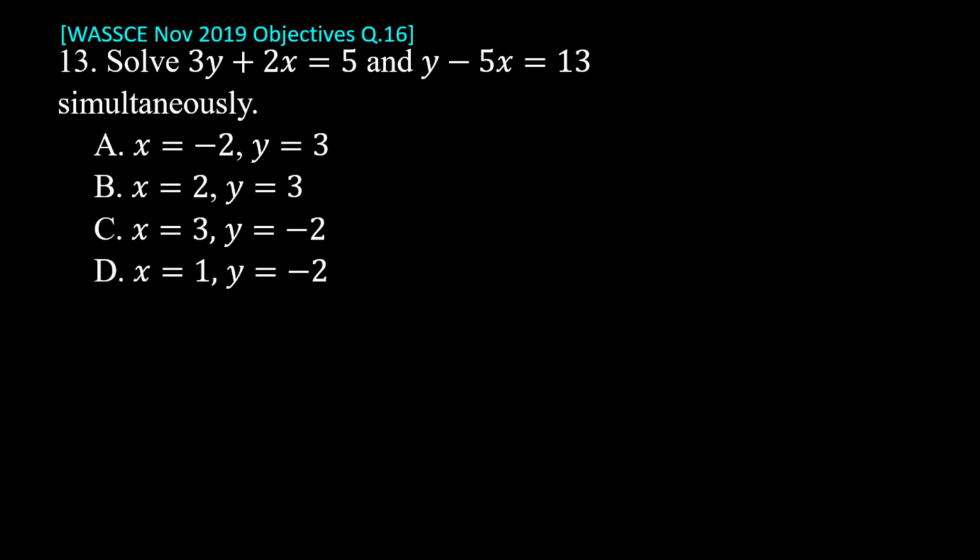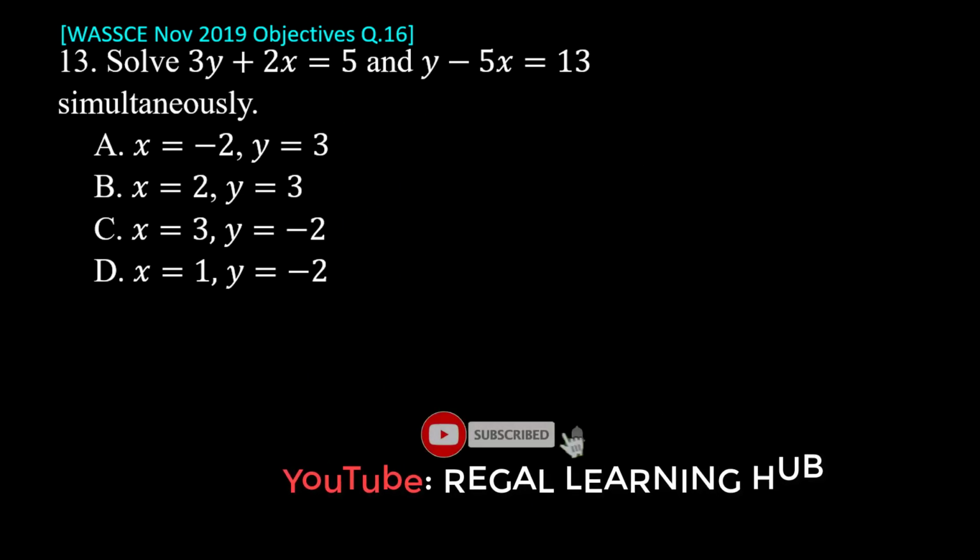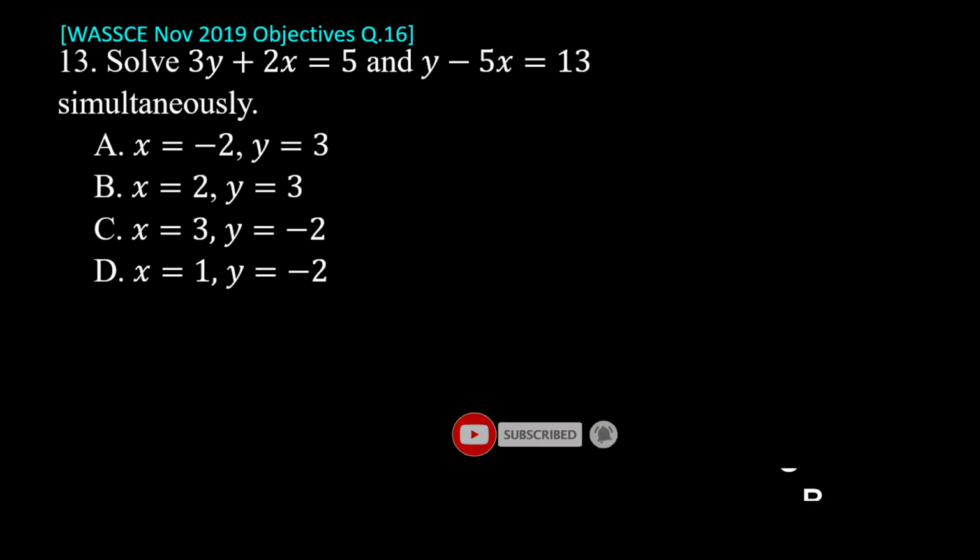Question 13. Solve 3y plus 2x equal to 5 and y minus 5x equal to 13 simultaneously. And this was taken from WASSCE Nov 2019 Objectives question 16.